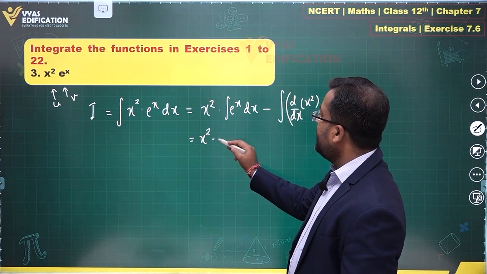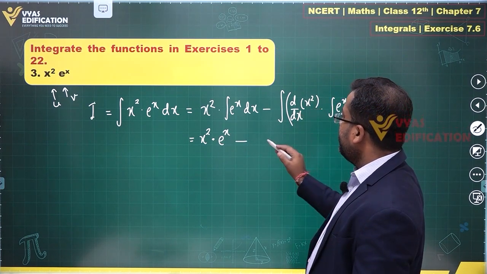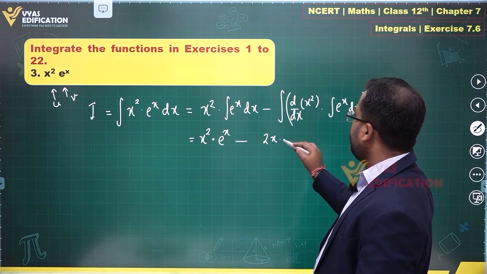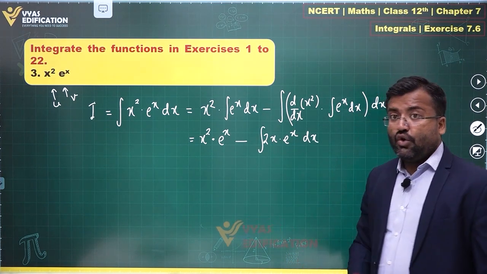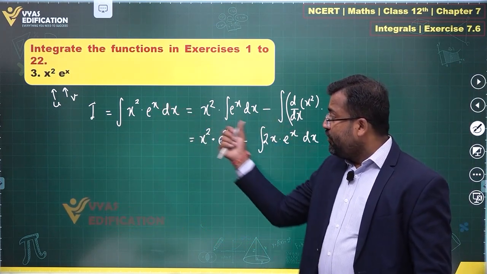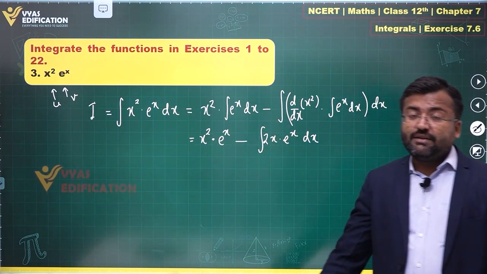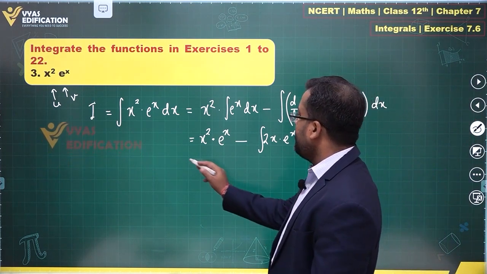X square is okay, e power x, the integral is e power x, minus derivative of x square is 2x, integral of e power x is e power x dx. This is what you have. Now x square has reduced to x, but here also we have two different types of functions, and integration again will involve by parts, another step of by parts.